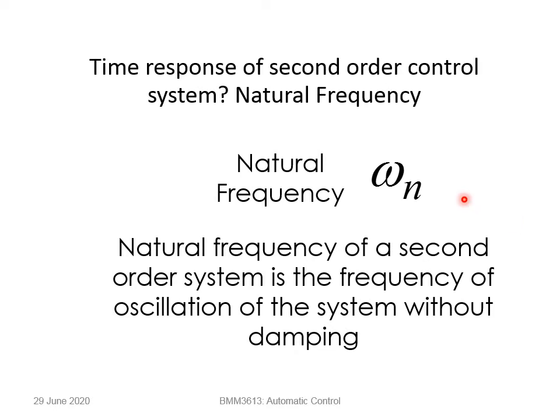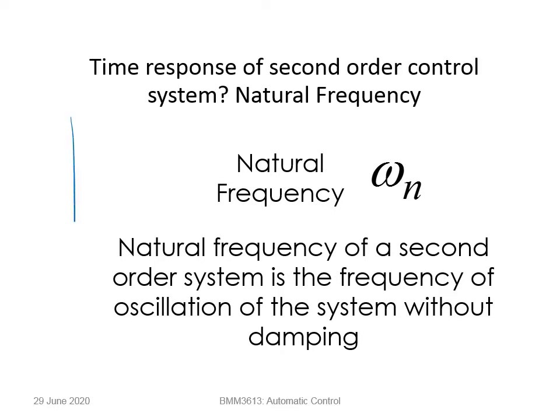So the first one, natural frequency, omega n. Natural frequency of a second order system is the frequency of oscillation of the system without damping. So it is the frequency of oscillation of the system without damping. So what does this mean? Let's take a look at an example of time response. Let's draw a bit the time response of a second order system.